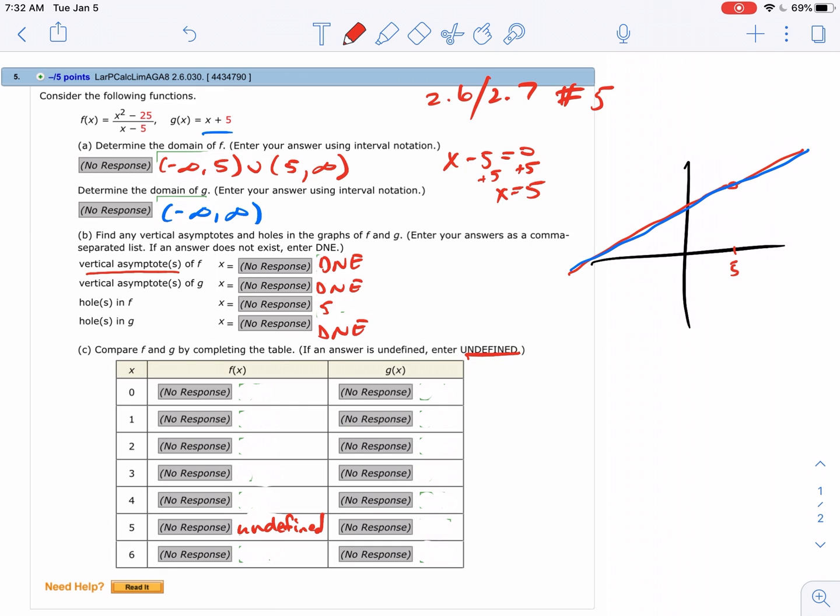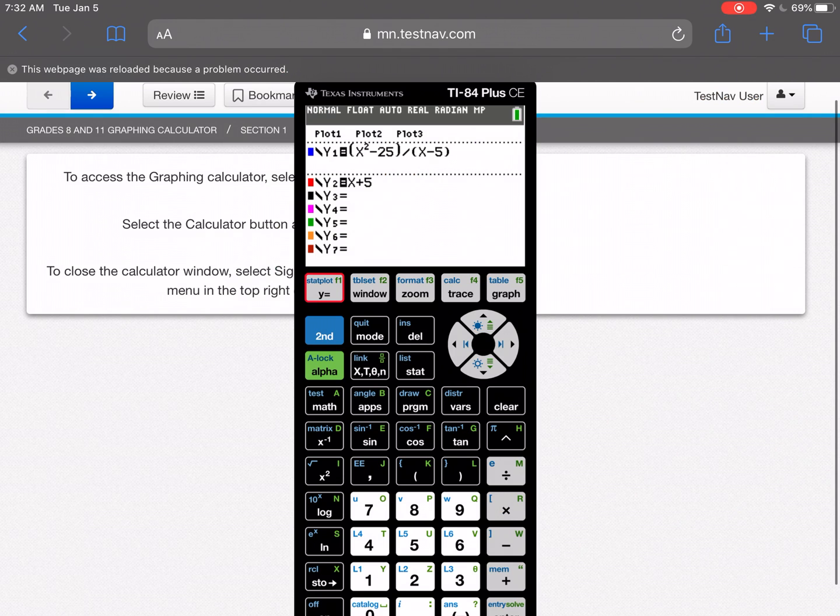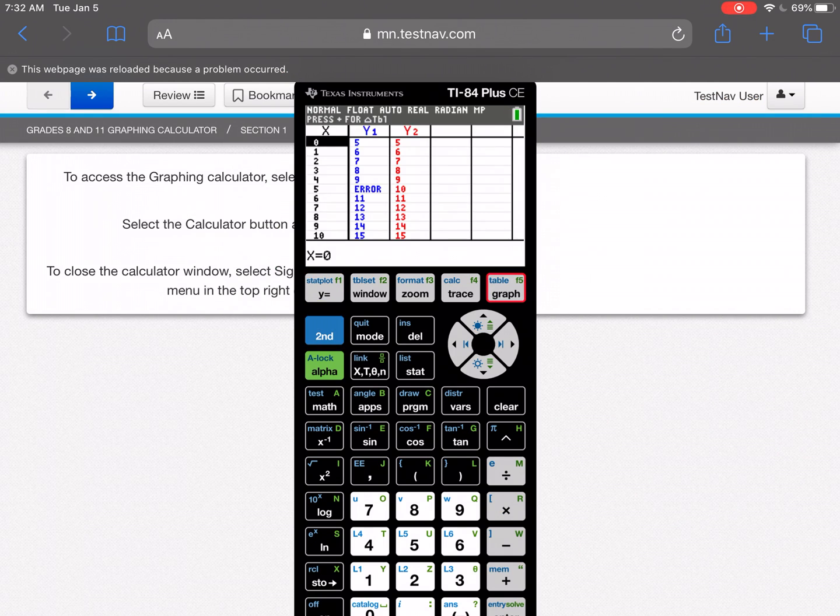Now, to fill in the rest of these tables, I would just use my calculator and then go to the table, and they want you to start with 0. And so, yeah, they behave the same. If you look at all of their numbers, they behave the same, except at 5, the first one had an error because it made the bottom 0. And in the linear, it was 10. So that's the only difference.